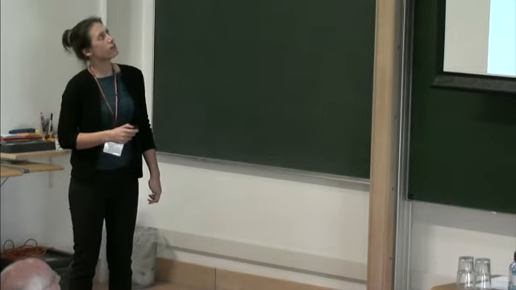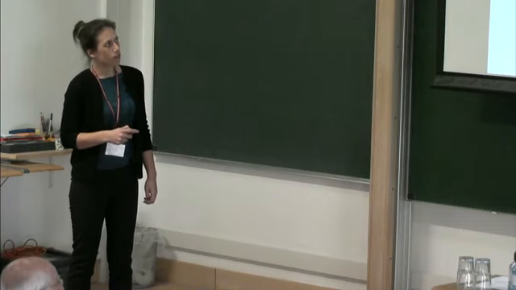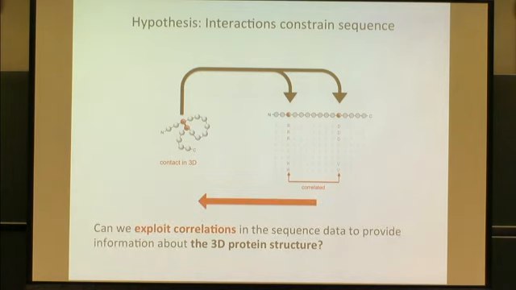Right, so I'm going to have this hypothesis that interactions between amino acids constrain sequence. They constrain how that sequence can change, right? So this is a contact in the 3D structure, there's 2 red amino acids, and those 2 red amino acids change at the same points in the sequence alignment, right? Of course, what I'd like to do is start from the sequence alignment, look at the correlations, and make predictions about amino acids in contact in the structure.